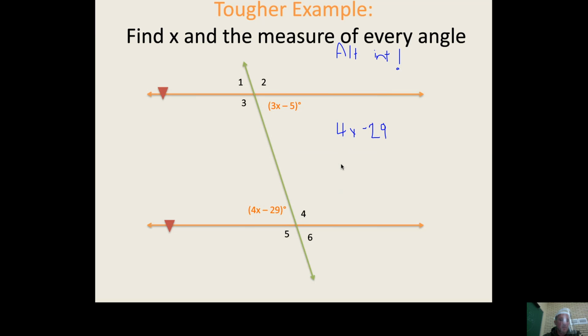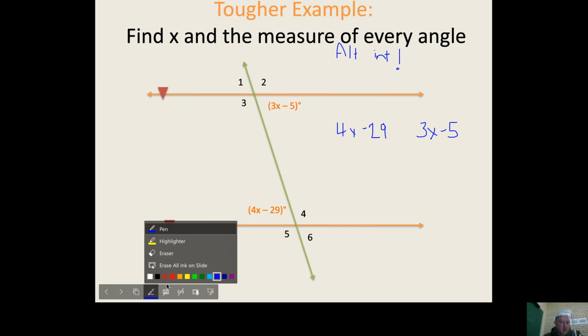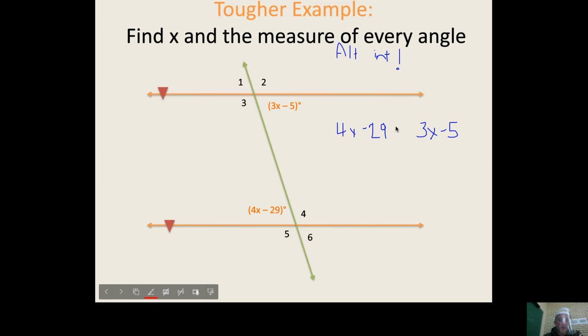So this angle is 4x minus 29. This angle is 3x minus 5. So we don't really know what they are. But what do we know about them as a pair? Alternate interior angles are congruent when the lines are parallel. So those parallel marks, really important. If they weren't there, you wouldn't know that these angles are congruent.